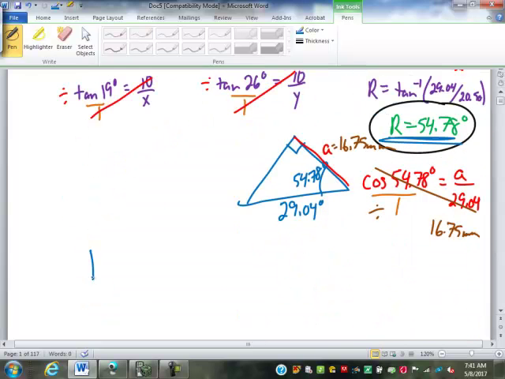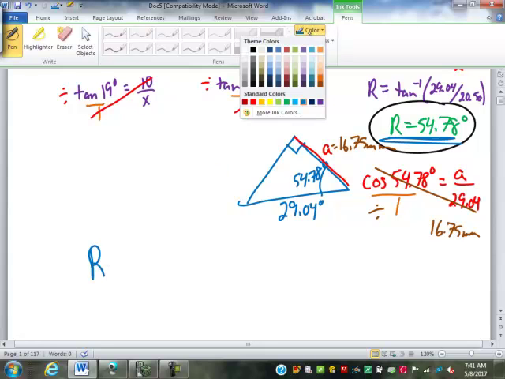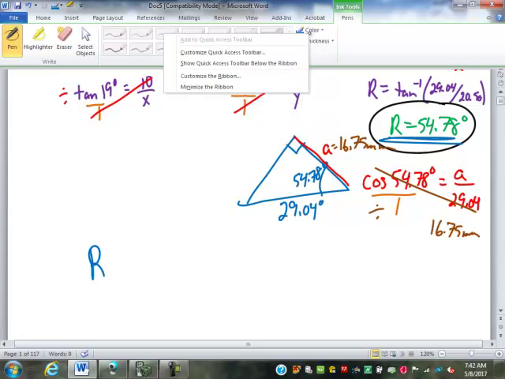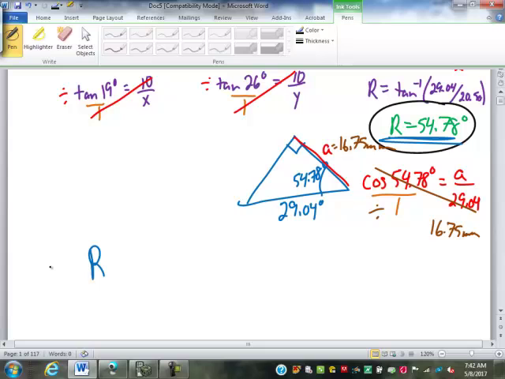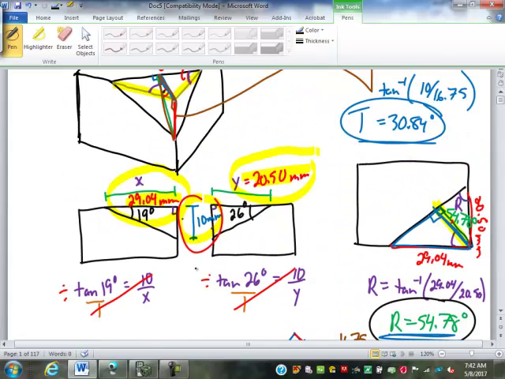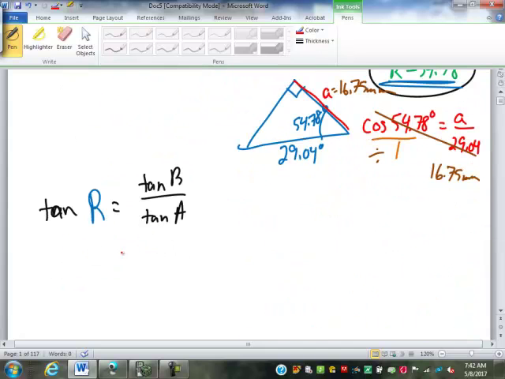I'm looking on page 408 of the packet. To find R, it's telling us that the tangent of angle R is equal to the tangent of B over the tangent of A. Now up here, this would be considered angle A, the 19, and this would be considered angle B, the 26. So what that's really telling us is R is the inverse tangent of the tangent of 26 degrees over the tangent of 19 degrees. I just did the inverse tangent to get rid of the tangent over here.